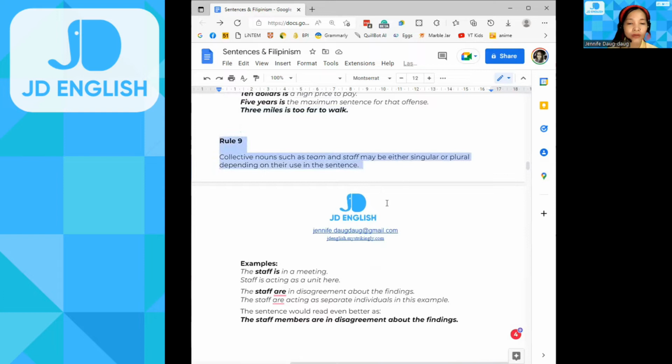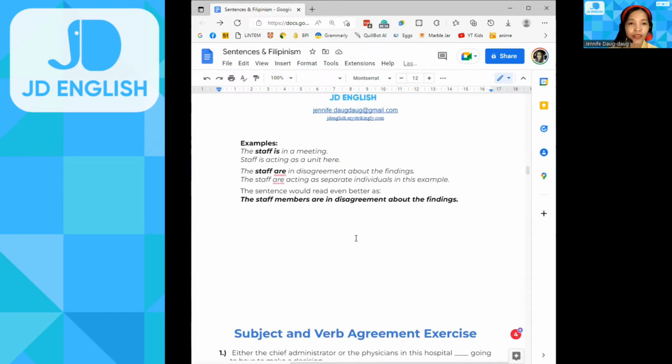Let's have rule number nine. Rule number nine states that collective nouns such as team and staff may be either singular or plural, depending on their use in a sentence. Examples: The staff is in a meeting. The staff is acting as a unit here. The staff are in disagreement about the findings. The staff are acting as separate individuals in this example. The sentence would read even better as: the staff members are in disagreement about the findings.